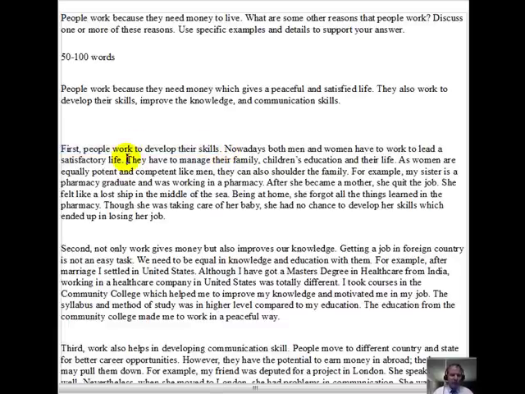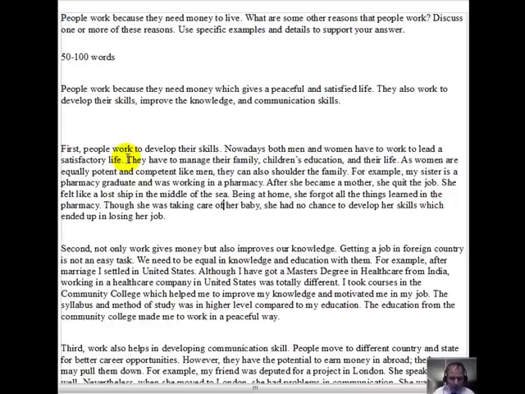They have to manage their family, children's education, and their life. Still general ideas. As women are equally potent and competent like men, they can also shoulder the family. For example, my sister is a pharmacy graduate and was working in a pharmacy. After she became a mother, she quit her job. She felt like a lost ship in the middle of the sea. Being at home, she forgot all the things she learned in the pharmacy. Though she was taking care of her baby, she had no chance to develop her skills, which ended up losing her job.